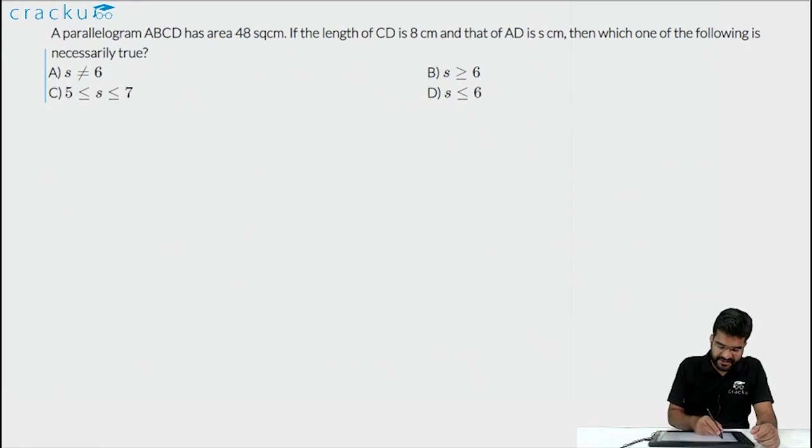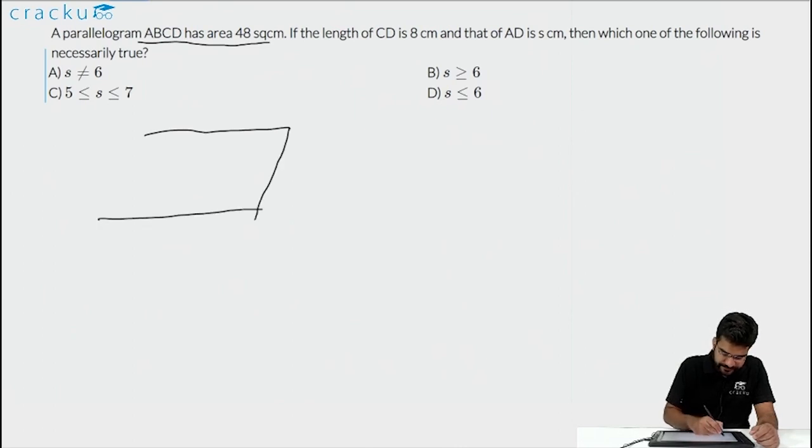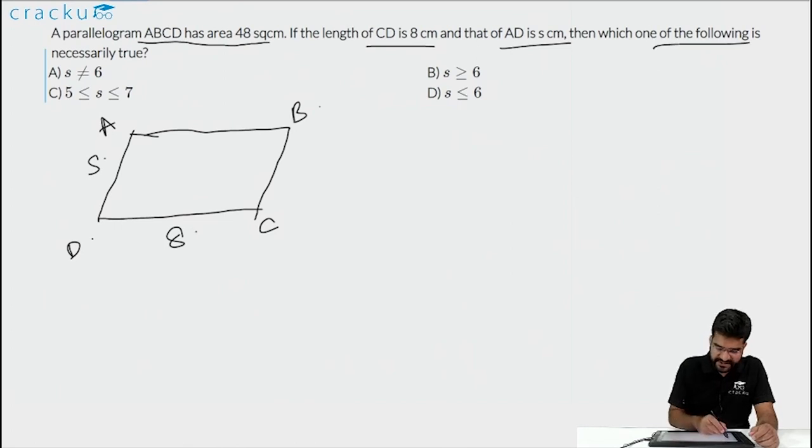In this question, it is given that there is a parallelogram ABCD of area 48 square centimeters. So let us assume that this is the parallelogram. This is A, this is B, this is C, and this is D. We are told that the length of CD is 8 centimeters and the length of AD is equal to S. Then which of the following is necessarily true?